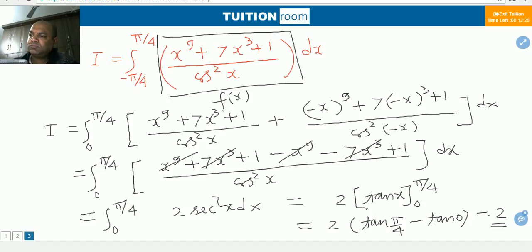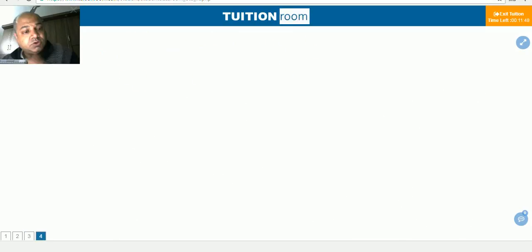F of minus x equals log base e, replace x by minus x. Now add these two relations. If we add these two relations, we can write log base e of root of x square plus 1 plus x, plus log base e of root of x square plus 1 minus x.